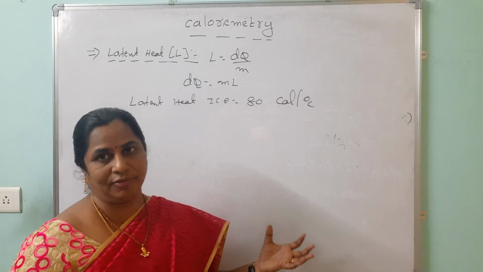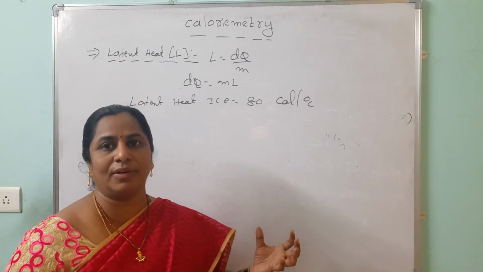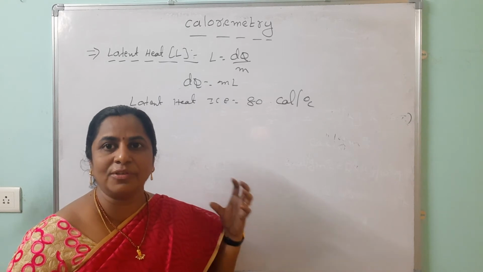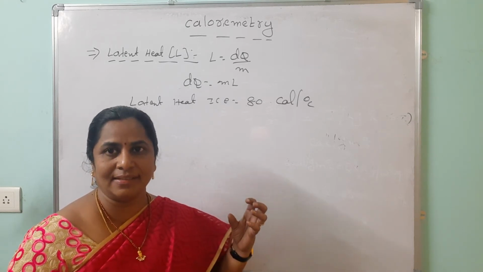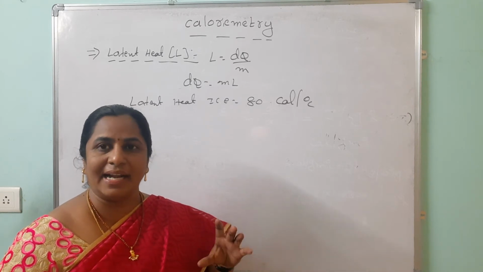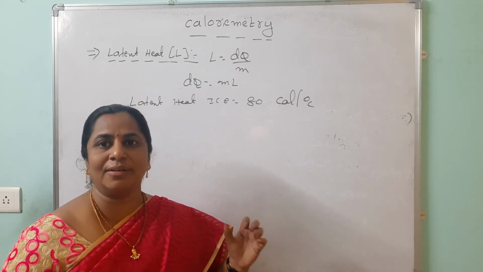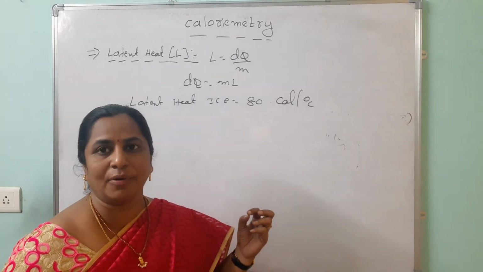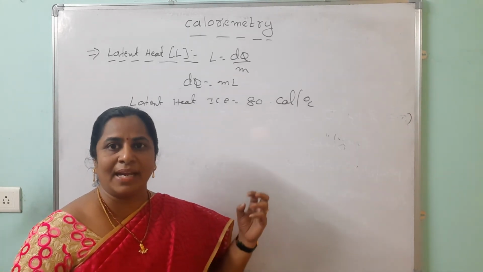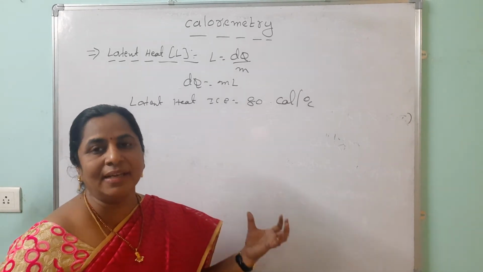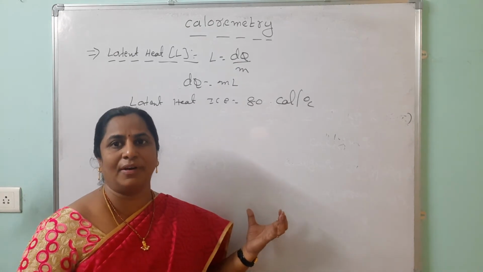Then triple point of water. What is the triple point of water? At a particular temperature and pressure, we can observe three states of water: ice, then water, then steam. That is called the triple point of water. At all conditions we won't observe that, but where can we observe that? At a particular temperature, 273.16 Kelvin, and the pressure is 0.006 millimeters of Hg only, it happens. This is called the triple point of water.